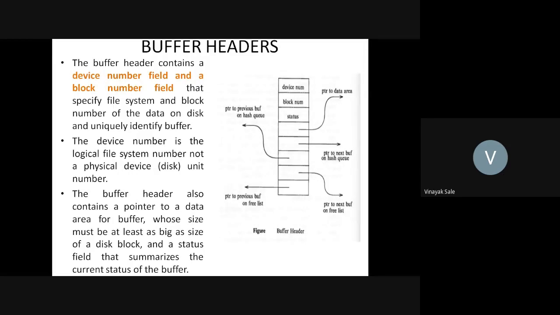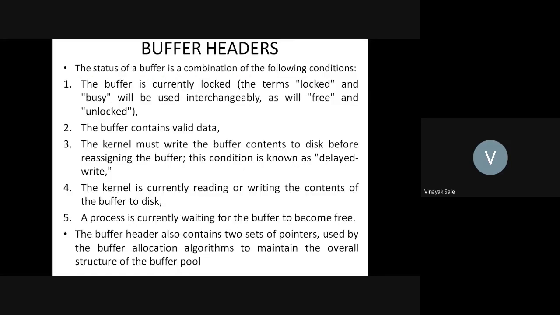The status of the buffer is a combination of the following conditions. There are about five different scenarios, and on these five scenarios there are a total of six algorithms. These five scenarios correspond to five algorithms, and the combination of all five scenarios gives one more algorithm. So there are a total of six algorithms on this buffer header.